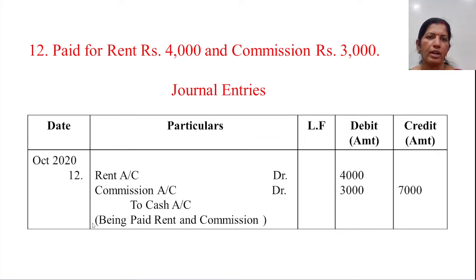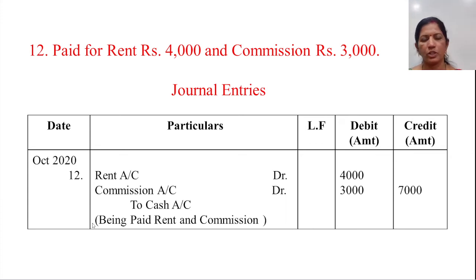See, paid for rent rupees 4,000 and commission 3,000. Take a simple hint from this transaction. When we pay for any expenses, those expenses should be debited, as our rule of nominal accounts says: debit the expenses. Whatever expenses we pay, we debit the expenses.